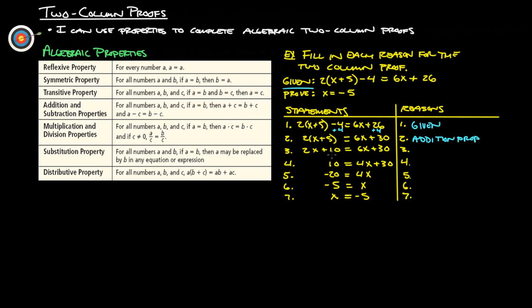Okay, and then now, how do we get from here, this is the same over here, 6x plus 30 equals 6x plus 30. Nothing changed over here, but this here, we took the 2 times x is 2x, 2 times 5 is 10. We distributed, so guess what? Distributive property.